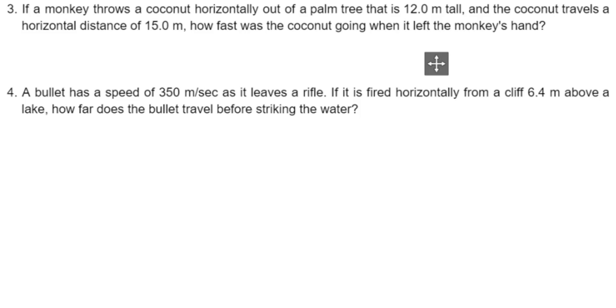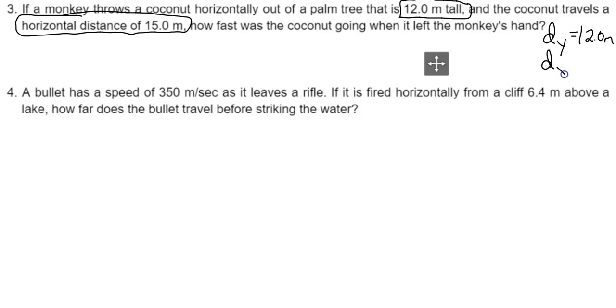So let's first identify the pieces of information that we have. It says that the tree is 12 meters tall. So that's our distance in the y direction, 12.0 meters tall. And then it says that we have a horizontal distance of 15.0 meters. So that's our distance in the x direction.